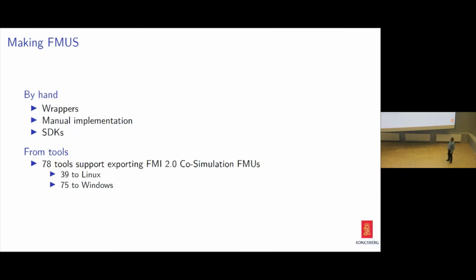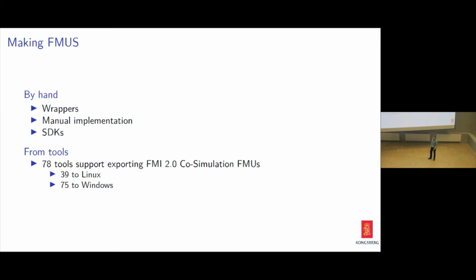How do you make FMUs? We've seen some examples already today. You can make them by hand using wrappers for different programming languages. The standard itself is C, meaning you can implement them manually if you want. Just implement the prototypes and you're good to go. Or you can use an SDK such as FMI CPP to make your life easier, so you don't have to re-implement all those common functions every time, which is kind of boring.